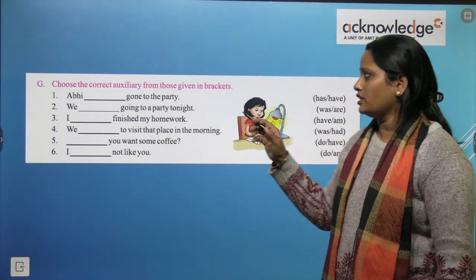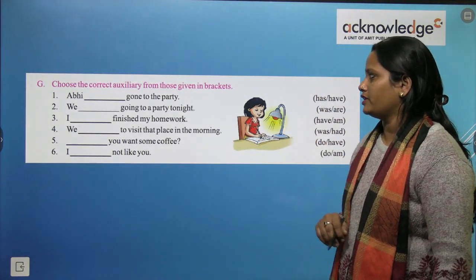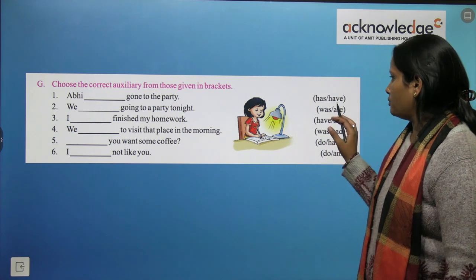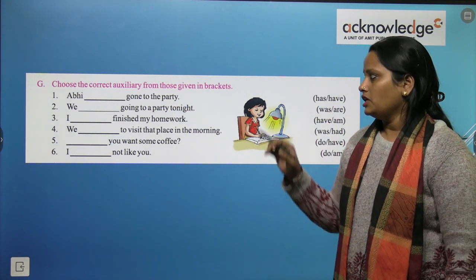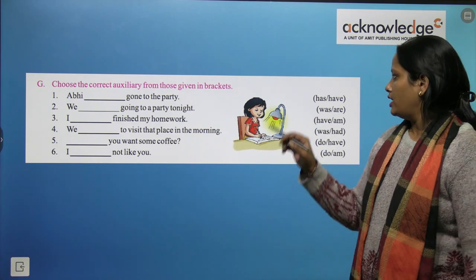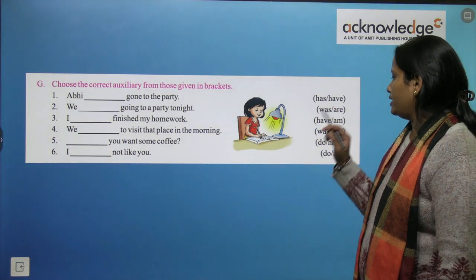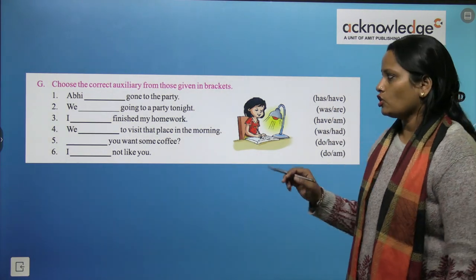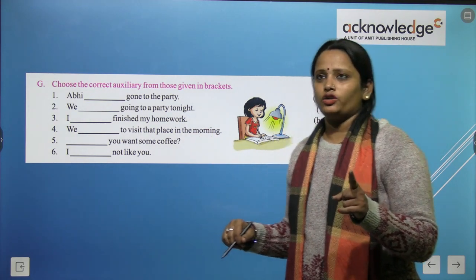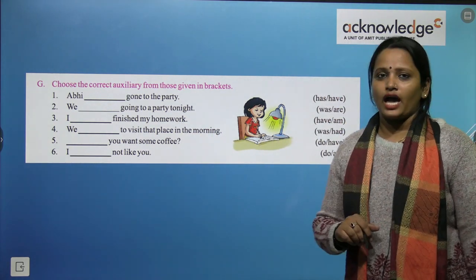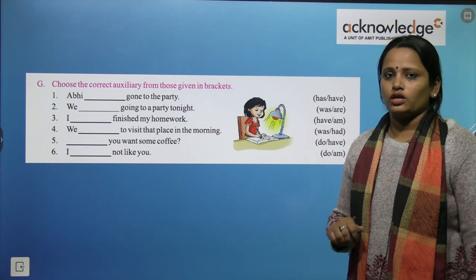Choose the correct auxiliary form from those given in the bracket. So bracket में से we have to choose and write it here. Abhi dash for the party. Has gone for the party. Have gone for the party. So Abhi means a single boy we are talking about. So single के लिए we use has. So Abhi has gone to the party.